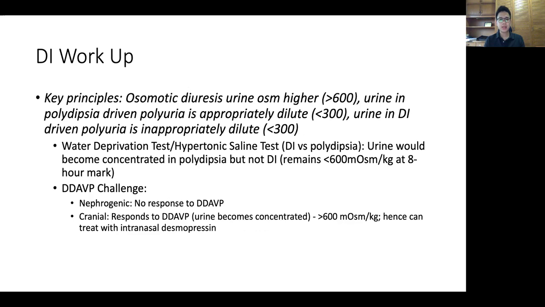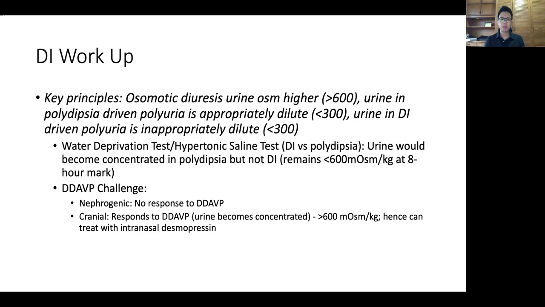I think the first step is to ascertain whether or not there are medications on board, like diuretics. And then next is whether or not the urine osmolality is high. If it is high, more than 600, then this is in keeping with osmotic diuresis, such as due to high sugar levels. And in such instances, if the urine osm is already high, then we don't typically go ahead with further evaluation with a water deprivation test or hypertonic saline test. In patients where there isn't a suggestion of osmotic diuresis and the urine osm is low, typically we take the cutoff of less than 300, and sometimes between 300 and 600 is kind of a gray zone.